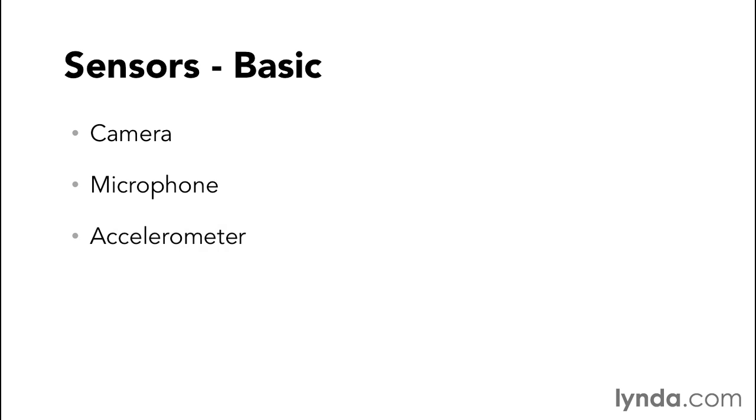So the basic set of sensors that every single Android device has are a camera, a microphone, an accelerometer, and most have a gyroscope and a compass. Now with the camera, of course, you can take still and video pictures. With the microphone, you can record sound, or you can detect the presence or absence of sound. With the accelerometer, you can determine what's the orientation of the device. With the gyroscope, you can determine how it's actually moving. And with the compass, you can tell which direction it's pointed in relative to the magnetic pole in your hemisphere.